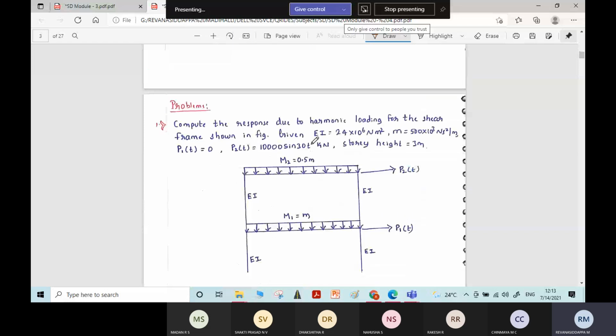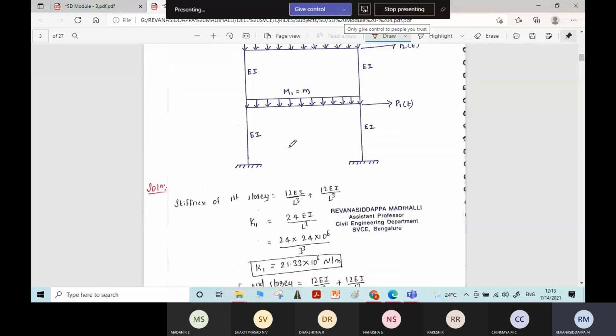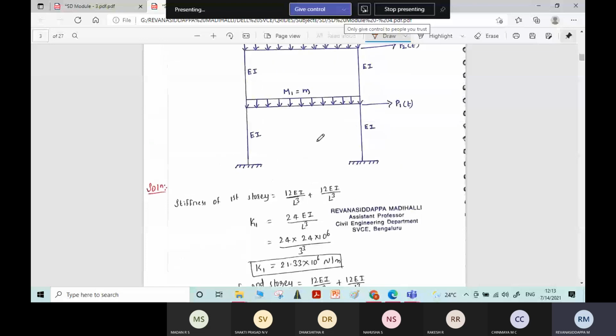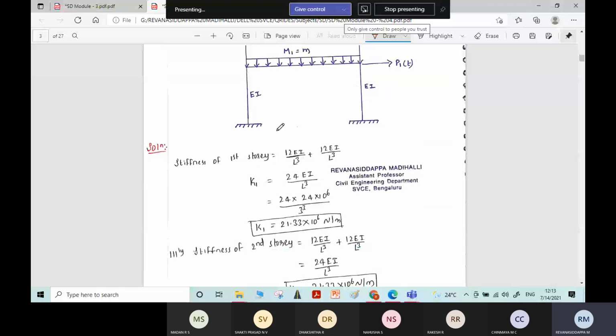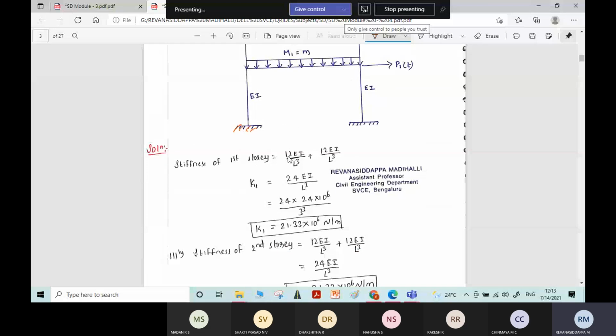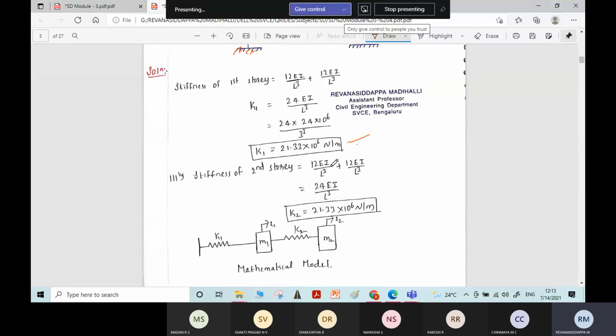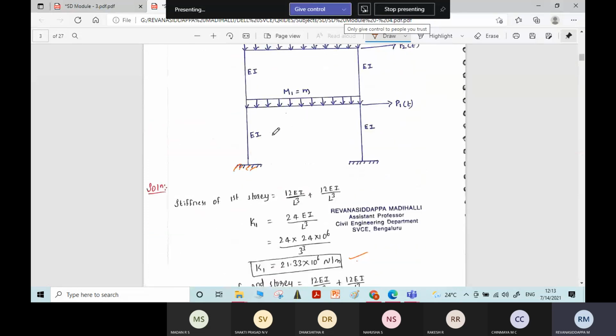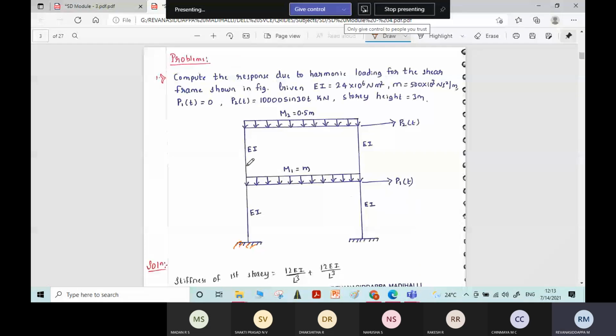The stiffnesses are not directly given; EI values are given. Using those EI values, the equivalent stiffnesses for story 1 and story 2 are determined. Fixed support is given. For fixed support the formula is 12 EI by L cube plus 12 EI by L cube, the equivalent stiffness of these two columns, 24 EI by L cube. Substituting the EI value, you get K1. Similarly, the stiffness of the second story is identified using 12 EI by L cube, fixed condition, and you get K2.